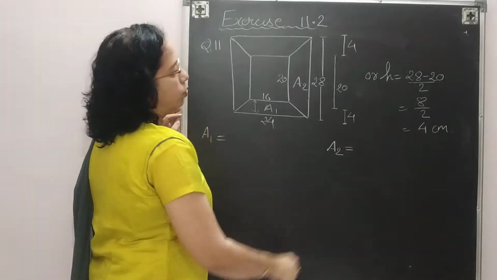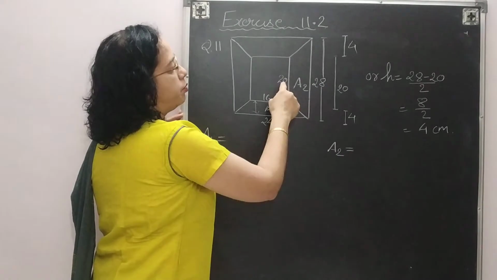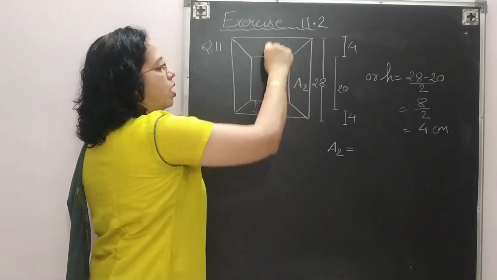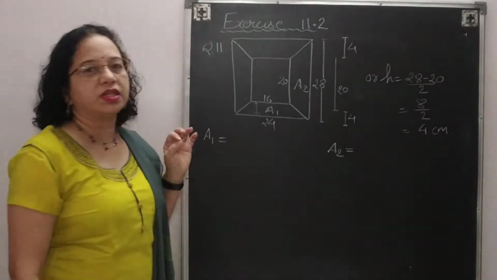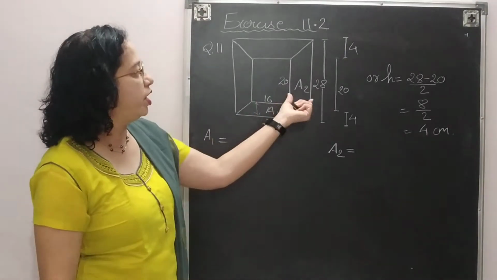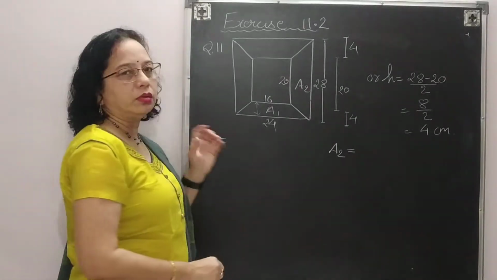How do we write it down? How to find the height? 28 minus 20 divided by 2. Why divided by 2? Because these two widths are the same. So 8 by 2 is 4 centimeter. So we got the height over here. How much is the width? 4 centimeter. Now we will start solving the sum.